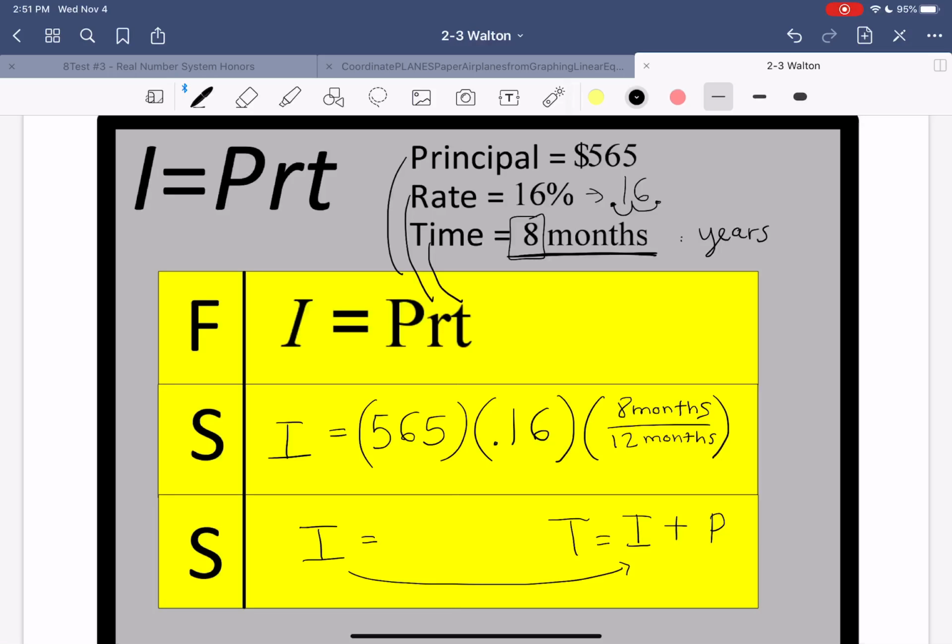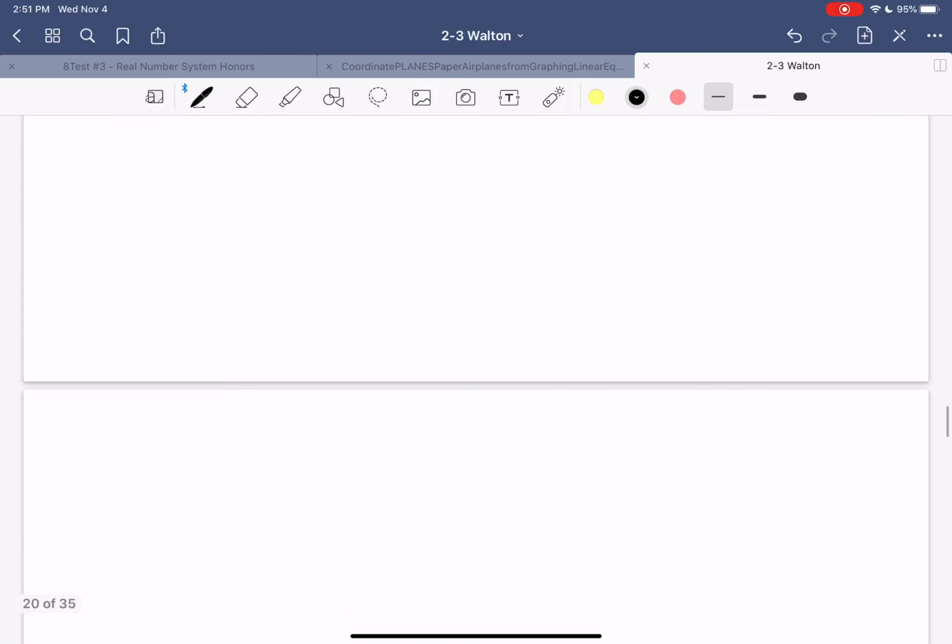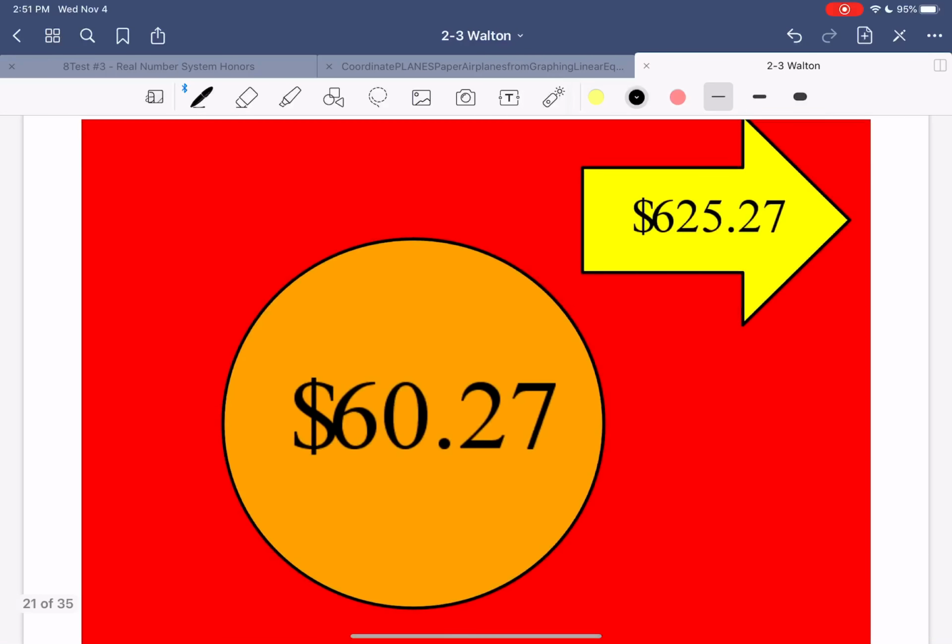All right. So we should have landed at 60.27 as our interest, and our total amount is 625.27.